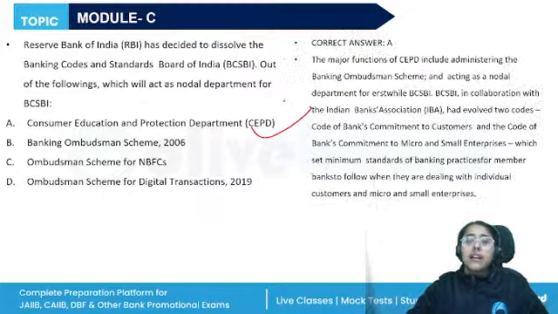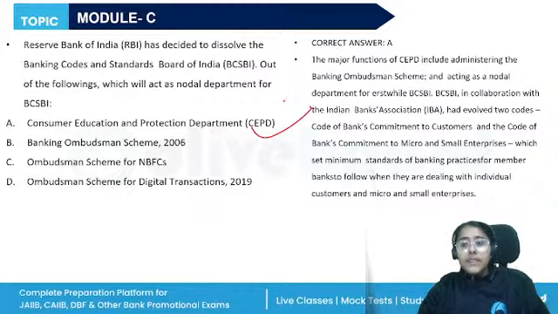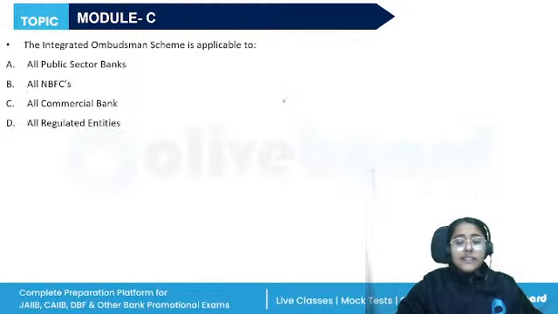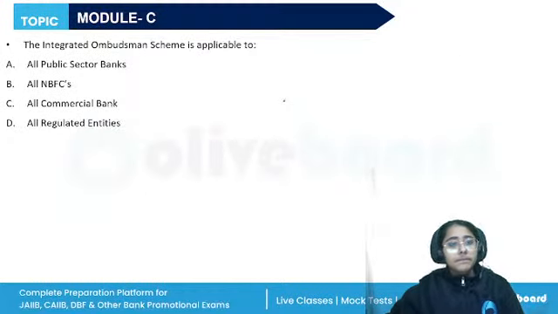has been set up. The major functions include administering the Banking Ombudsman Scheme and acting as the nodal department for the BCSBI, right? So two codes are there under the BCSBI: the commitment to customers and the commitment to micro and small enterprises. So the CEPD will look after these commitments.